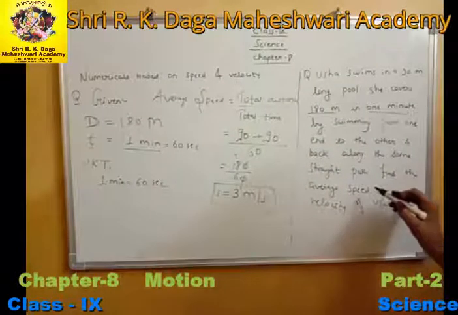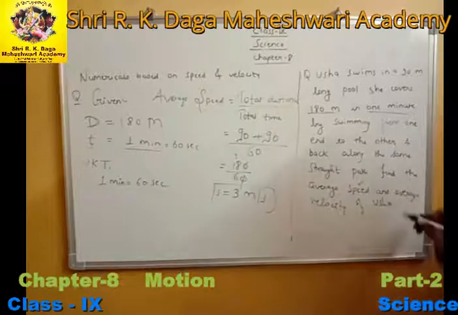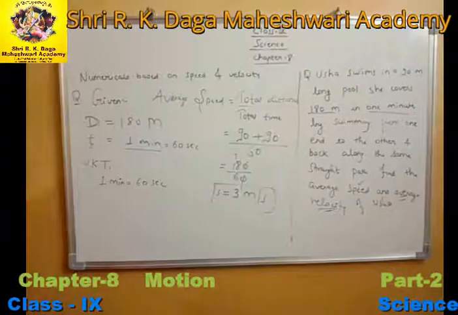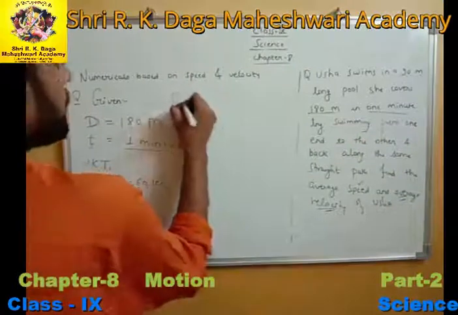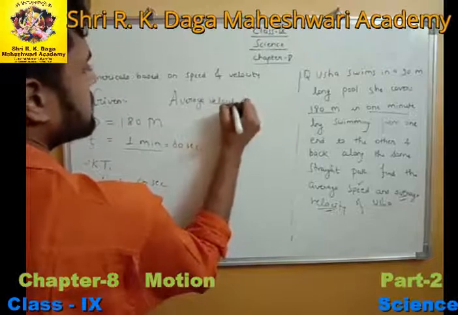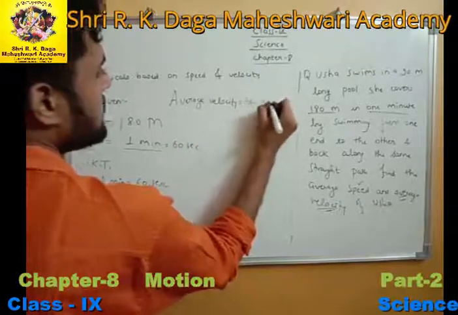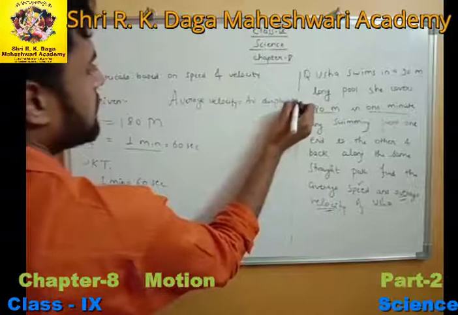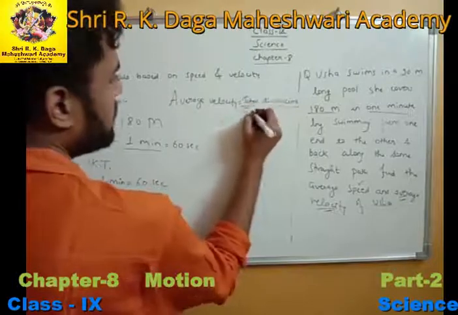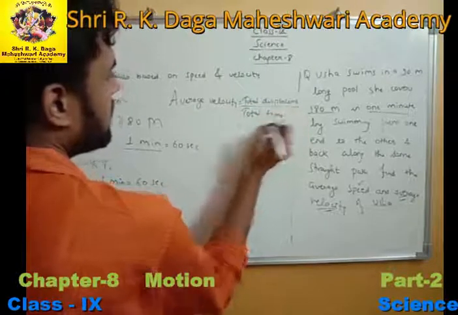So we have calculated the average speed, and now what do we have to calculate? We have to calculate her average velocity as well. So what will be the average velocity of Usha? The formula for average velocity is equal to average displacement, or we can say total displacement upon total time taken.